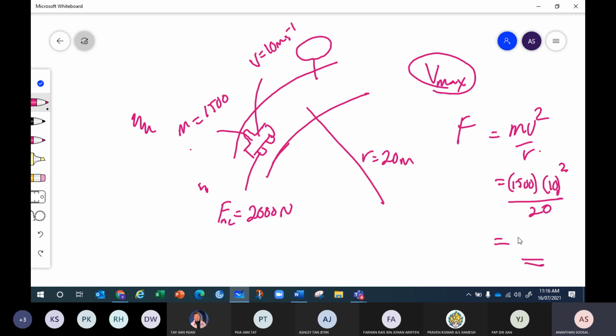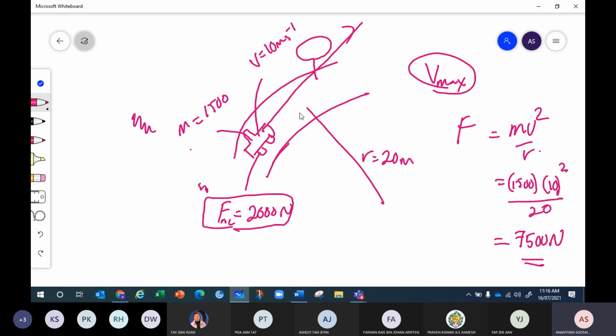Okay. You get 7,500 Newton. Yes, sir, 7,500 Newton. So if you drove with 10 meter per second, the centripetal force required is 7,500 Newton. But your car tire is only capable of producing a friction of 200 Newton. What will happen to the car? Can it go around the curvature, or start to skid?